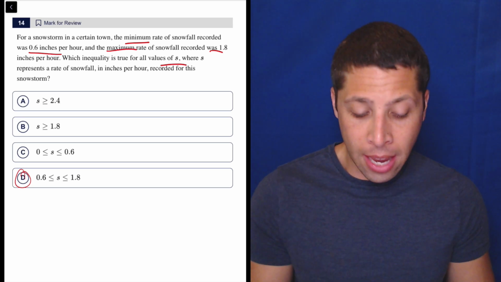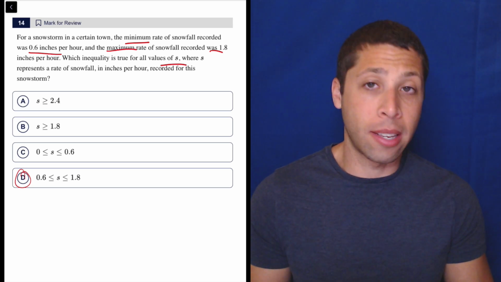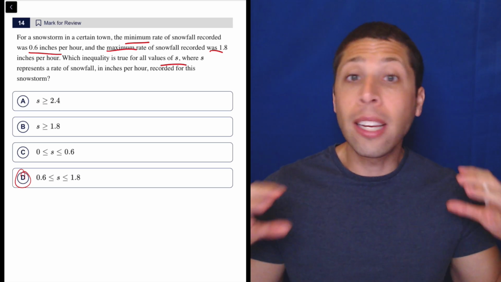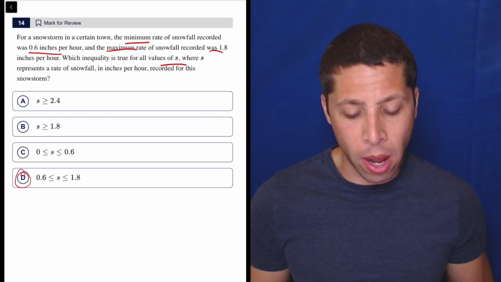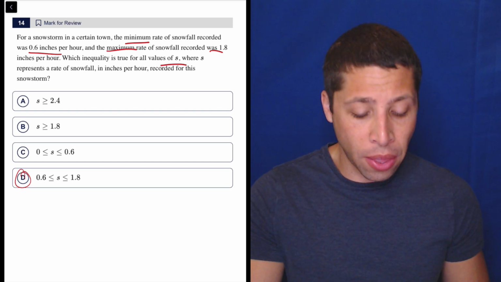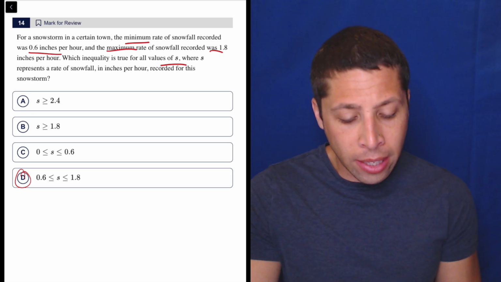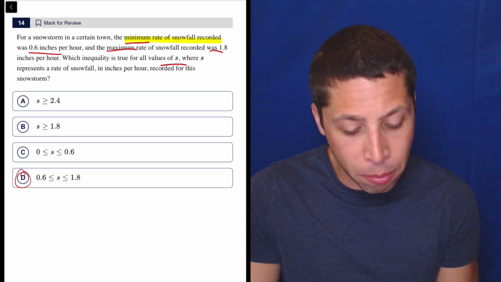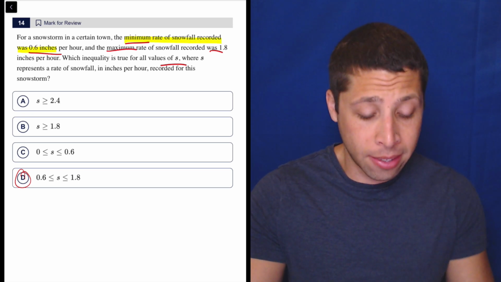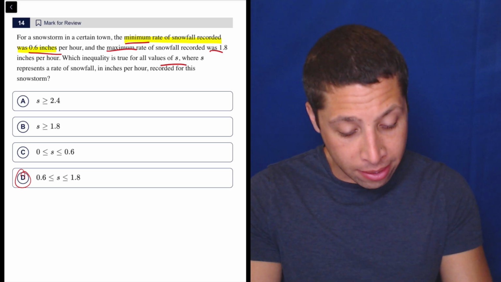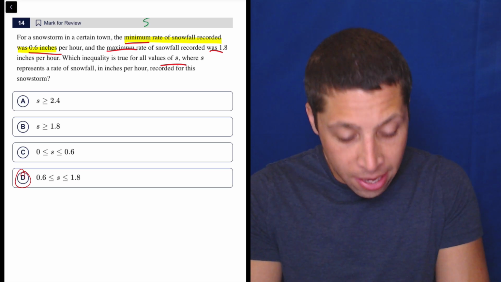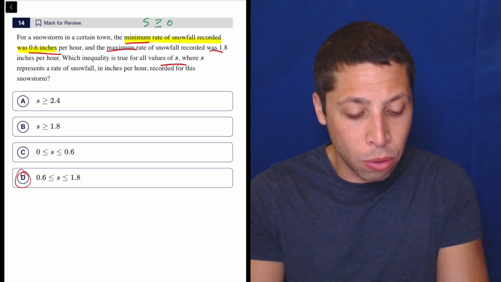The only other thing I'll say here is that what we're doing with this choice D is we're taking two inequality rules and putting them into one. But if we only had one of those rules, I think we would do something a little bit different, right? So let's focus on just this part, that the minimum rate of snowfall was 0.6. If I were just asked to write that by itself, I would write it like this. I would say, okay, that S is greater than or equal to 0.6.